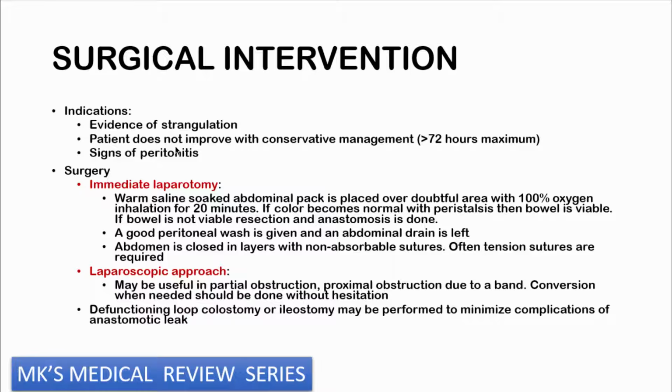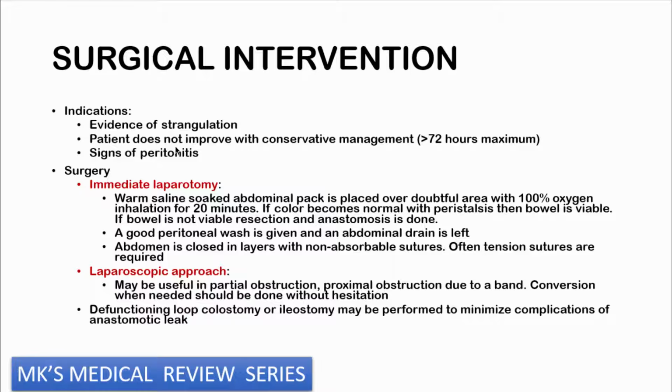So we can do an immediate laparotomy, or you can use a laparoscopic approach. An immediate laparotomy, when you go and open up the patient, you may check which bowel is viable and which is not. A very good way to actually do this is get an abdominal pack, soak it in some warm saline, and then administer 100% oxygen via inhalation for about 20 minutes. Cover this area where you think that there's some doubt, and then after a few minutes, if the color returns back to normal, the peristalsis also returns back to normal, then most likely this bowel is still viable, so you can still keep it. Then if it's not, then you can cut it off.